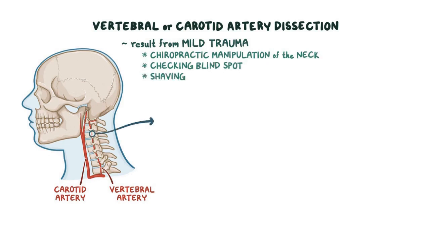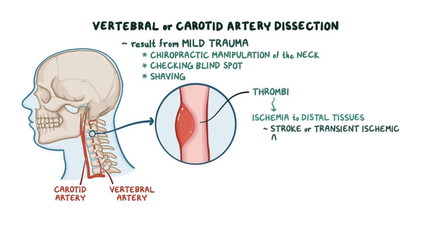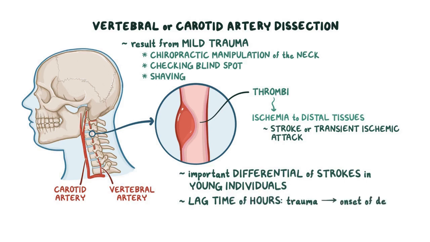A dissection is an intimal tear of the artery that creates a false lumen. This false lumen overwhelms and obstructs the true lumen where blood is flowing, and allows formation of thrombi, causing ischemia to the distal tissues. In cases of vertebral or carotid artery dissection, this manifests as a stroke or transient ischemic attack. Therefore, it's one of the important differentials of strokes in young individuals. In both cases, there is usually a lag time lasting hours between the trauma and the onset of neurological deficit.